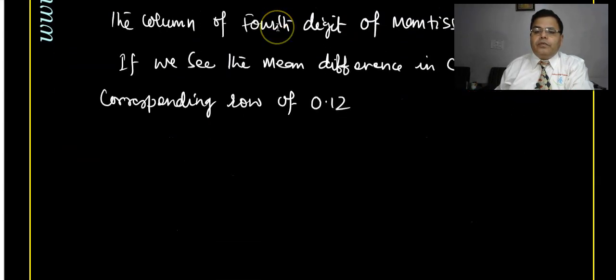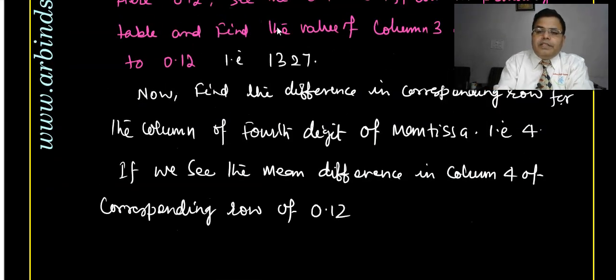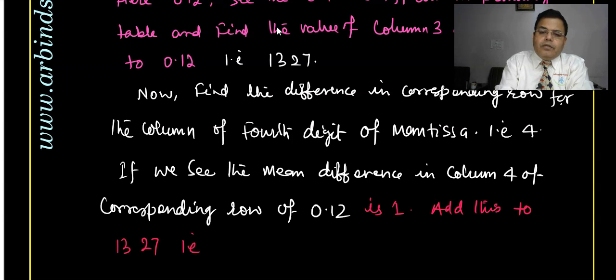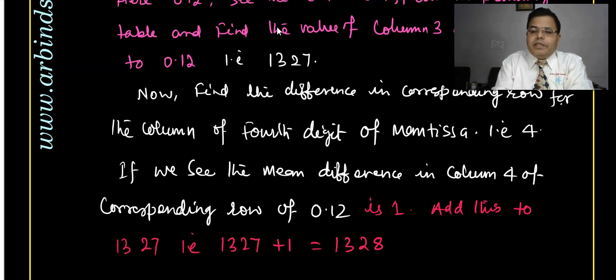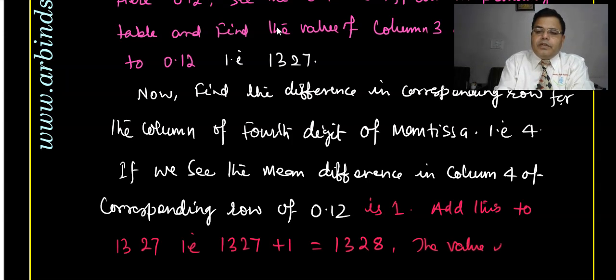So the value is 1, so add this to the value 1327, that is 1327 plus 1, that is 1328. So the value is 1328.